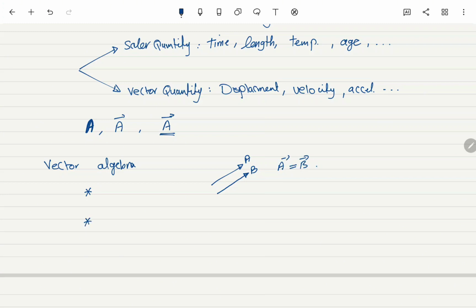As another definition, we have the negative of the vector, which can be represented by an arrow equal in length but with a reversed direction. So if you have vector A, this one here, then minus A as a vector will be something like this. So it's the same magnitude but the direction is reversed.